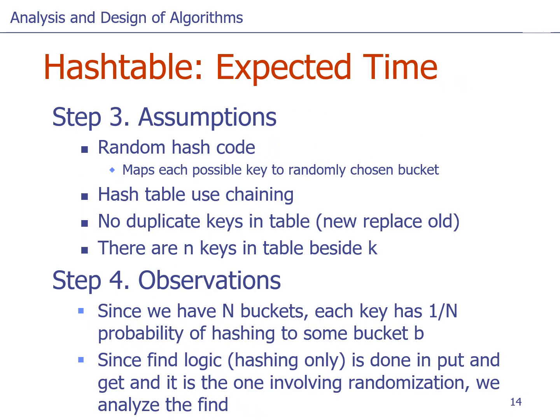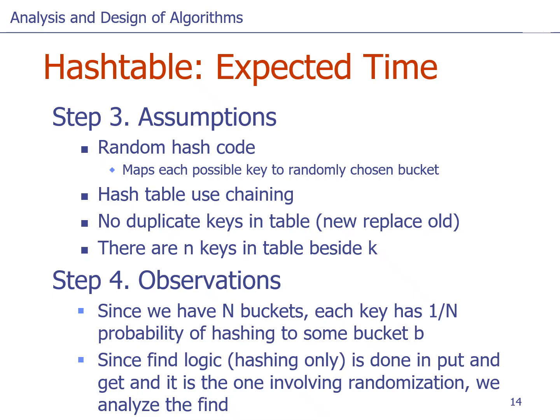So here are my assumptions. I have a random hash code, which means I'm using a decent hashing function that will randomly pick some cell to put the value in. I'm also assuming that the hash table is using chaining. So if I get collisions, I'm going to put them in the chain. I will ignore the case for duplicates. I just don't want to complicate the analysis, and there are actually a lot of hash tables that don't have duplicates. The new value will replace the old value, and there's no support for duplicates, because duplicates always create problems for us.